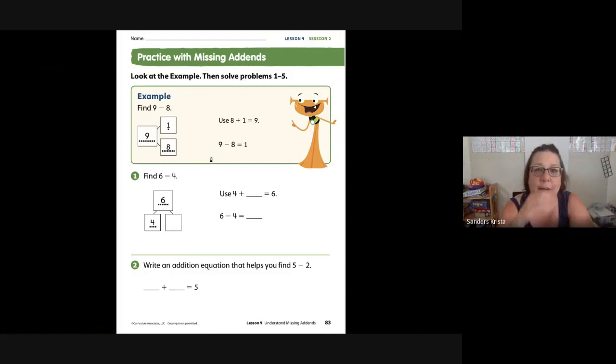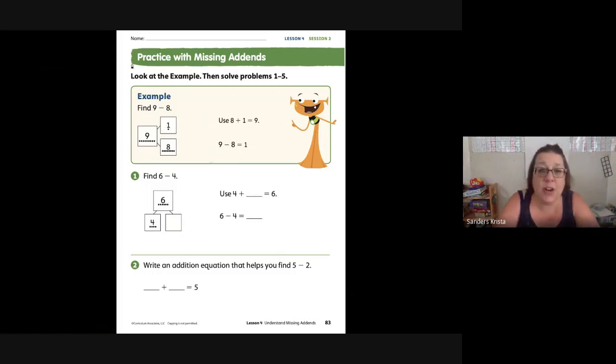We are working on practicing with missing addends. And remember what I said about missing addends? If you can find the whole and have one part, you can always figure out the other part. If you have two parts, you can put them together to make the whole.